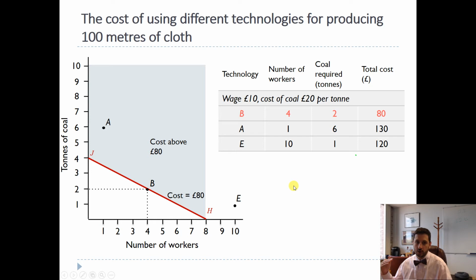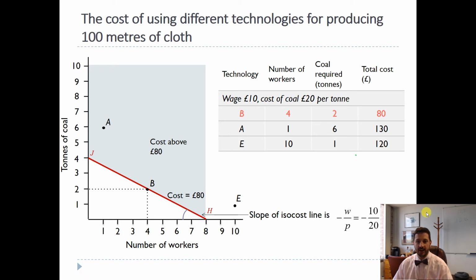We can draw a curve, or a line, really, that goes through point B that represents all of the points where the cost is the same. We call that an isocost curve. Iso just means the same, cost means, well, cost. And so all the points along that line all cost 80 pounds, okay?